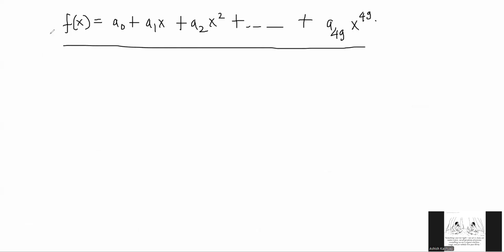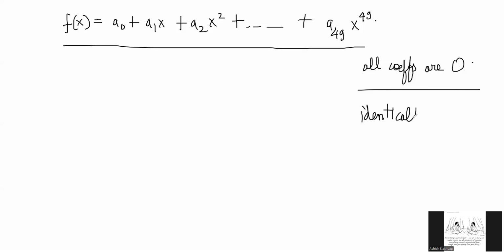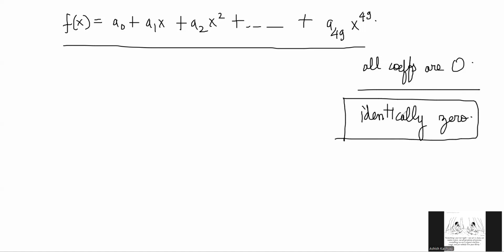The condition under which all coefficients are 0 is basically that the polynomial is identically 0, right? It's a 0 polynomial. Do you understand what I'm saying? F of x is identically 0, right?